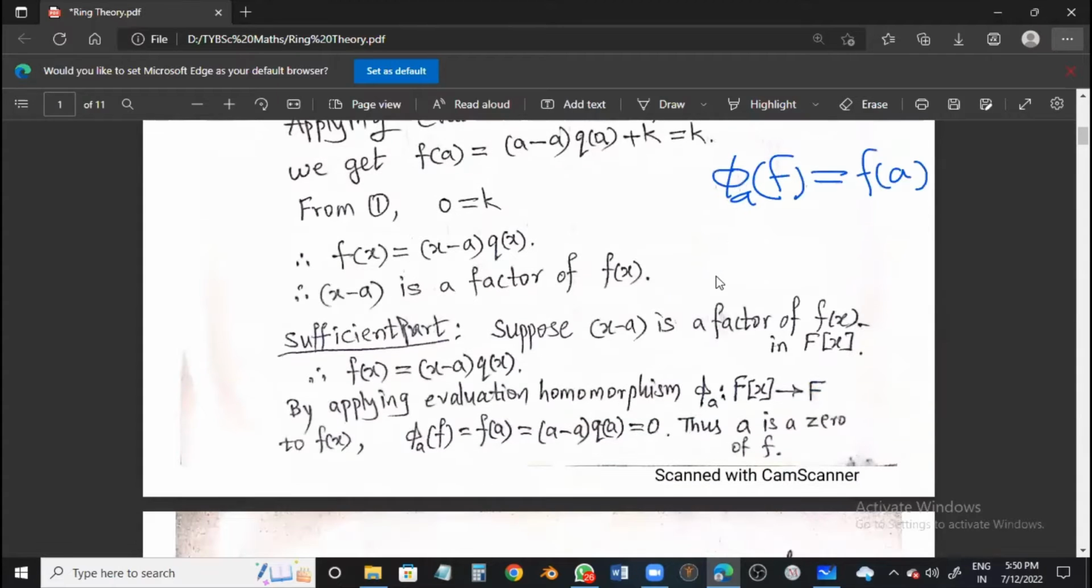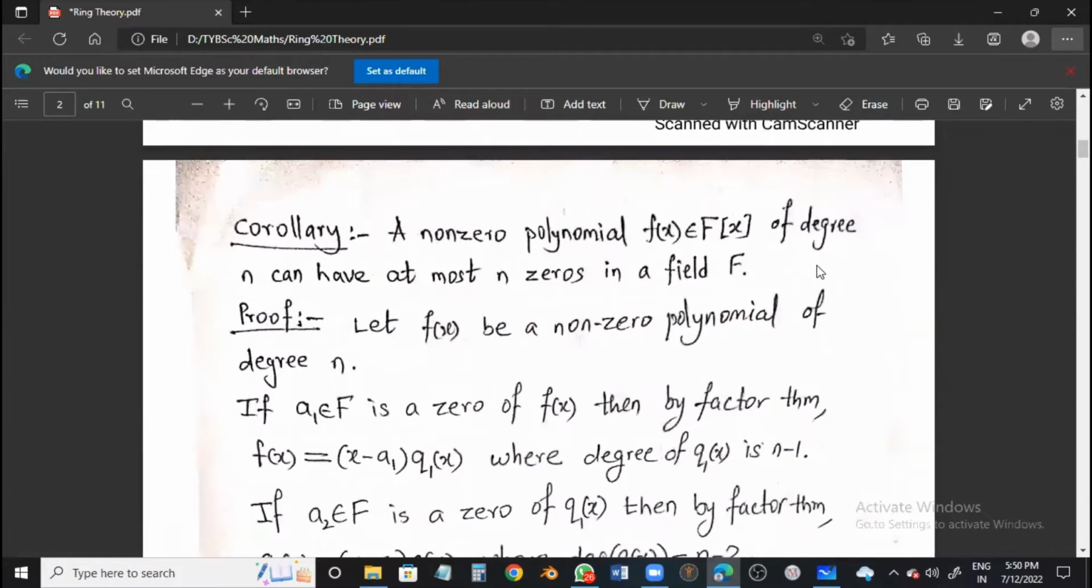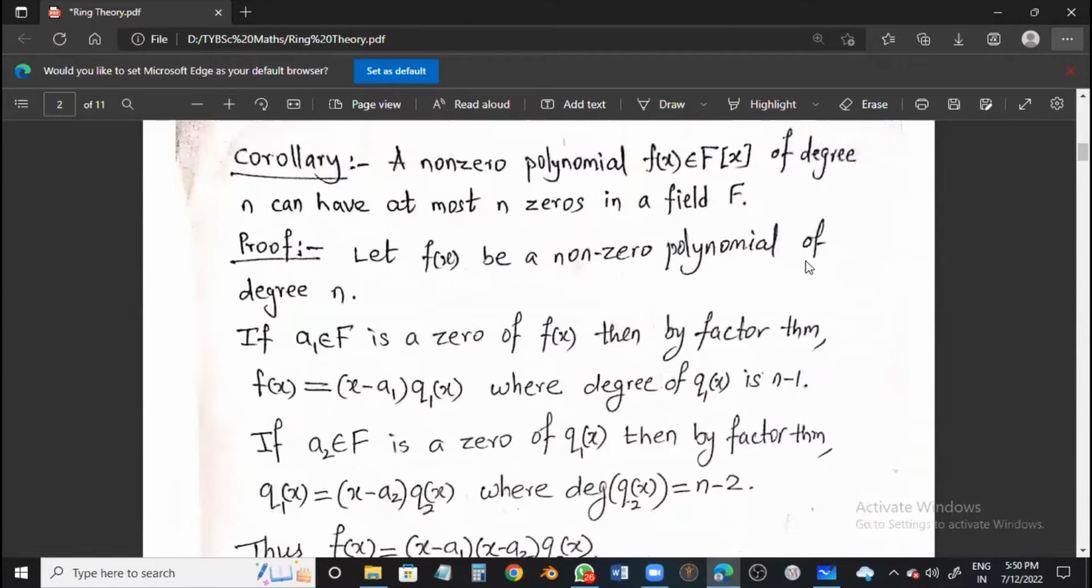Now I would like to move ahead. Corollary. What this corollary says: a non-zero polynomial f of x in capital F of x of degree n can have at most n zeros in a field capital F. It is but natural. All of you know this very well. This is actually the fundamental theorem in algebra. So if at all you have a non-zero polynomial of degree n, how many zeros can it have? It will have at most n zeros in F.